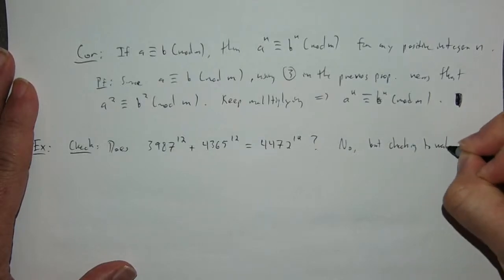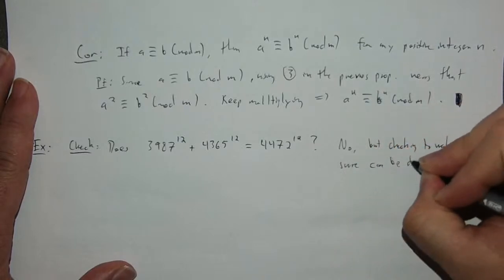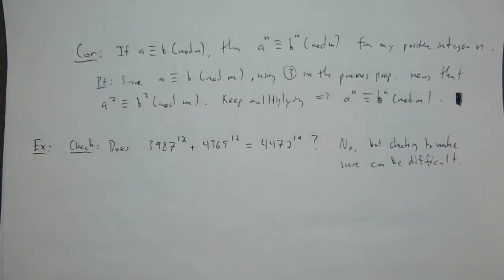Checking to make sure can be difficult. Right, because the numbers involved are big enough that raising them to the 12th power is rough. Okay, that's a tough thing.